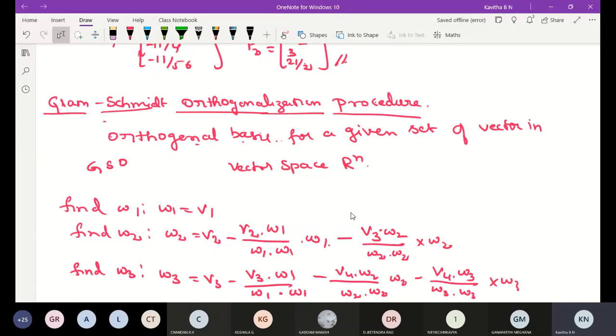Using this formula we are going to find the orthogonal basis. One question is compulsory in this concept. I will teach this concept.